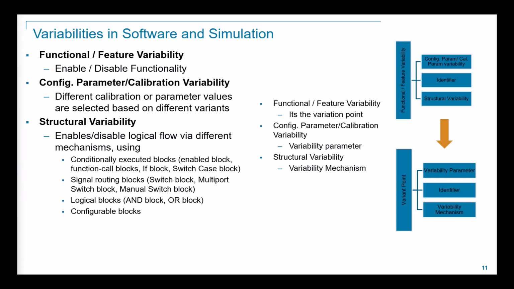So variabilities in software can be due to functional and feature availability, where we enable certain features or disable certain features or functionality. Configuration parameters and calibration parameters also add to the variability. And then the structural variabilities, which include conditionally executed blocks, enabled blocks, signal routing blocks, logical blocks, or configurable blocks. So functional and feature variability is the variation point. Configuration parameter or calibration variability is the variable parameter. Structural variability is the variable mechanism.